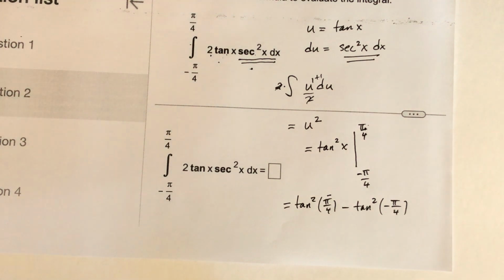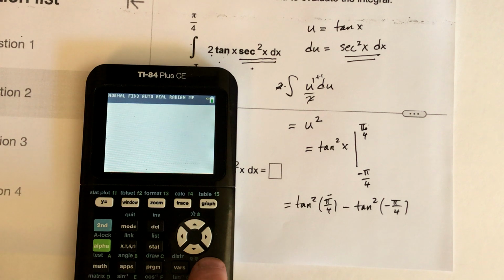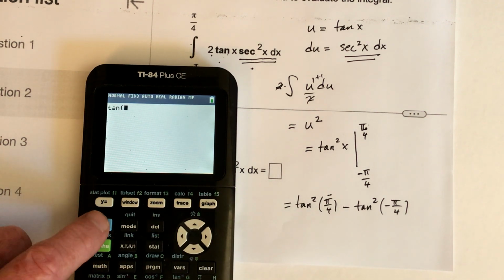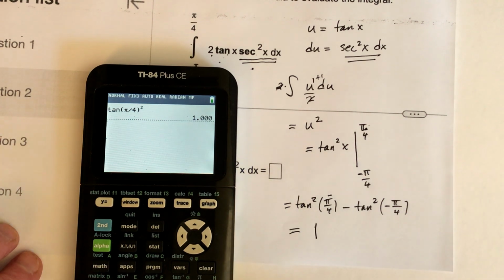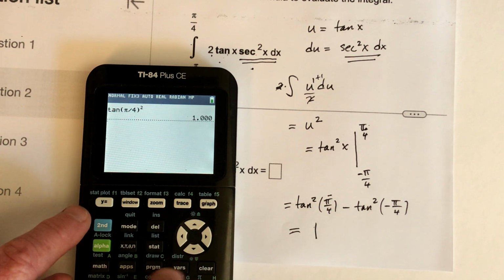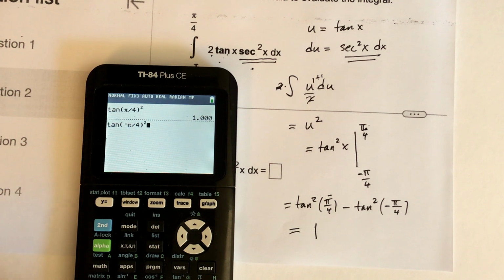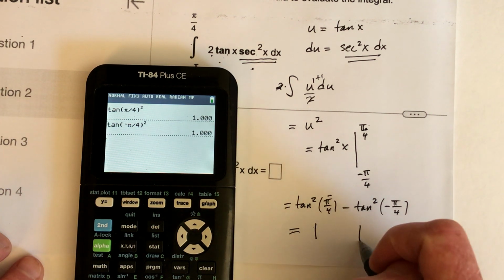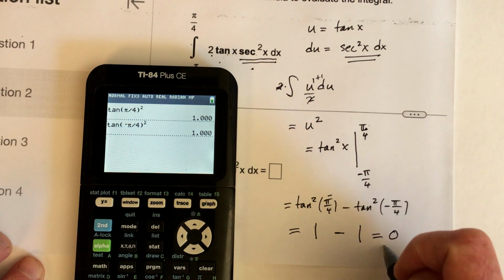So what is tangent squared of pi over 4? It's in radians, that's good news. Tangent of pi divided by 4, when you square that, equals just a 1. And then tangent of negative pi divided by 4, when you square that, is equal to a 1. And then just carry down this minus sign, and 1 minus 1 equals 0.